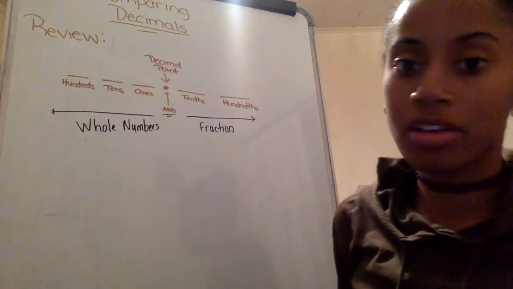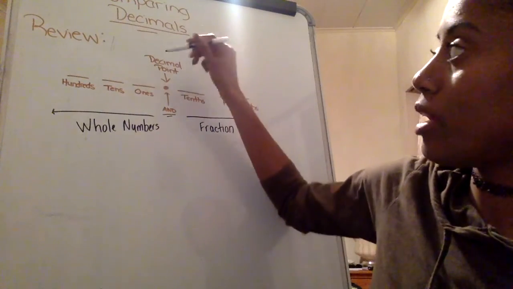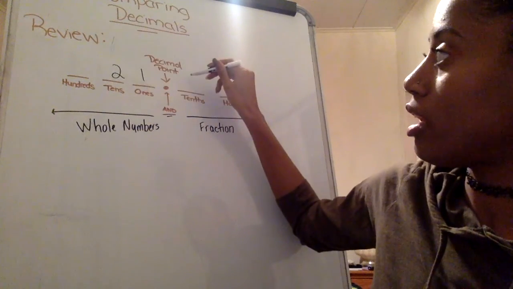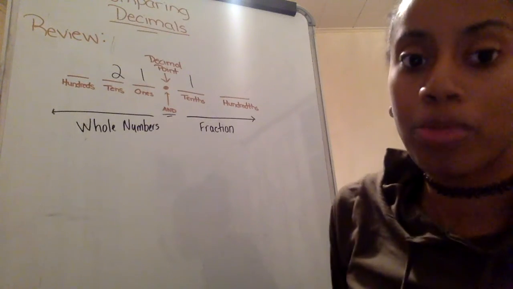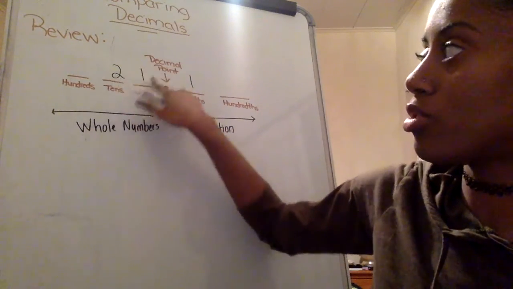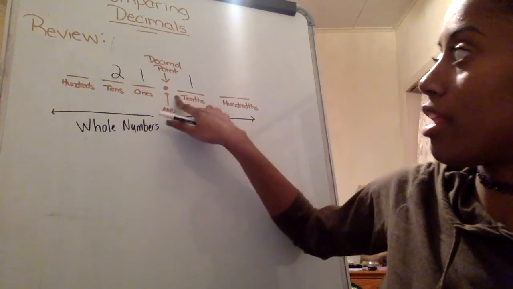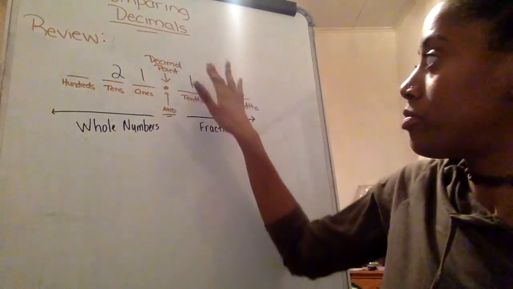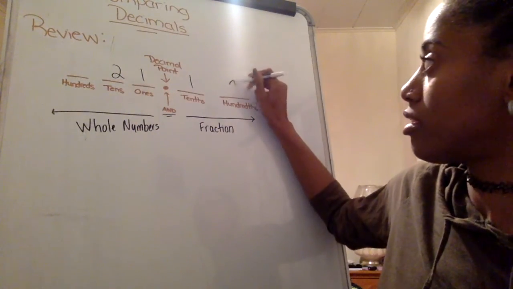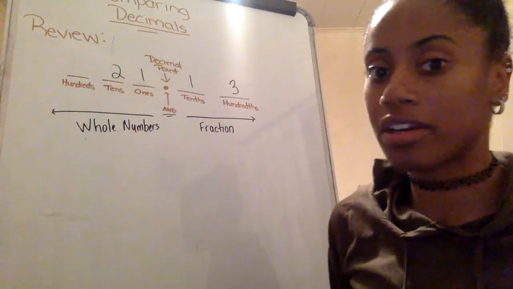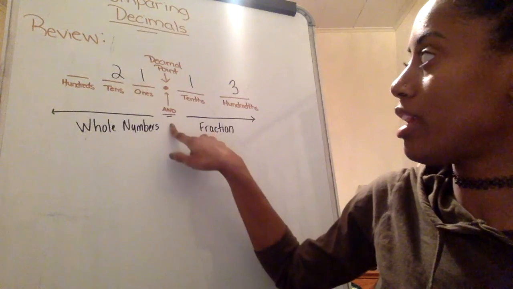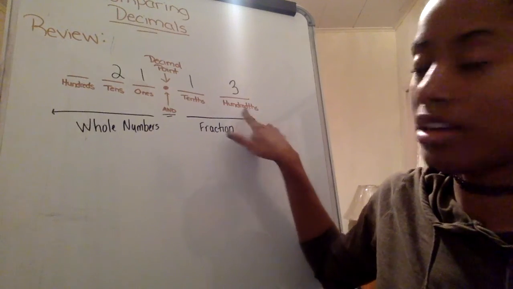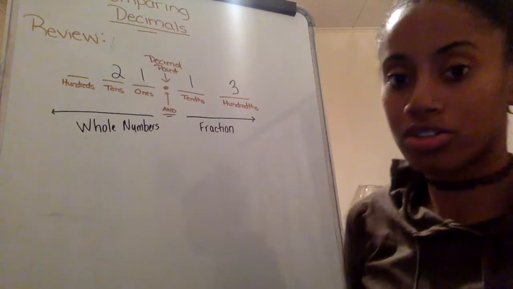Tenths, hundredths. So if we had, let's say, 2 tens, 1 one, and 1 tenth, we would read this as 21. You read that as a whole number, 21 and 1/10. Okay, so again, 21 and 1/10. If we had this number here, we would have 21 and 13. It ends in our hundredths place, so we add that to the end. So 21 and 13 hundredths.